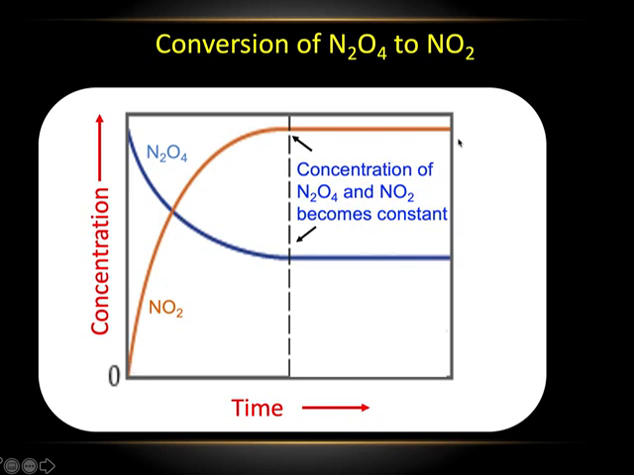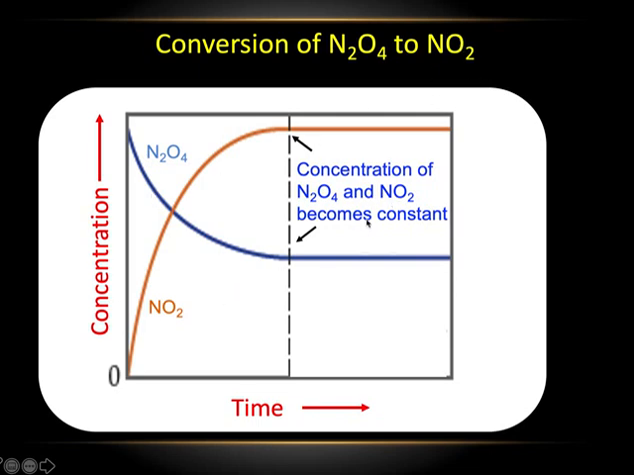This is understandable because N2O4 is reacting to give NO2, so its concentration will decrease, and NO2 is forming, so its concentration will increase. That's straightforward. But what's important to note is that the rate at which the concentration of N2O4 is decreasing and that of NO2 increasing are not the same. This is almost double this one, which is again understandable because each molecule of N2O4 which breaks gives you 2 molecules of NO2. So that's how the curves are.